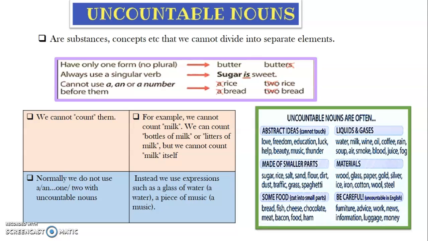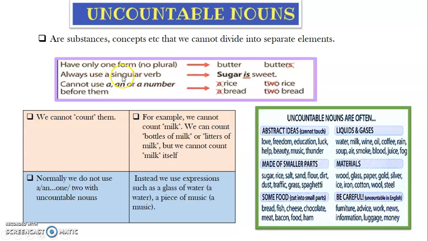And uncountable nouns are substances and concepts that cannot be divided into separate elements. We cannot count them. They have only 1 form that is not plural. We cannot say butters, we say butter. We don't say rices or sugars. No, it's not correct. We say sugar is free. So it always has a singular. It always uses a singular verb, which is sugar is sweet.